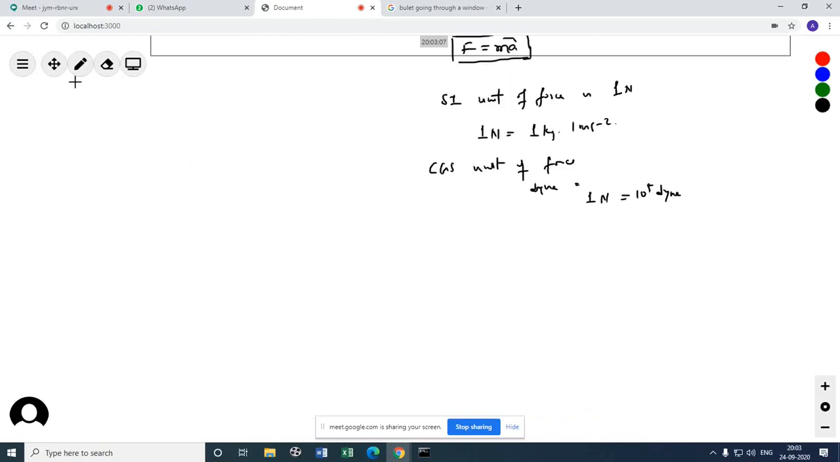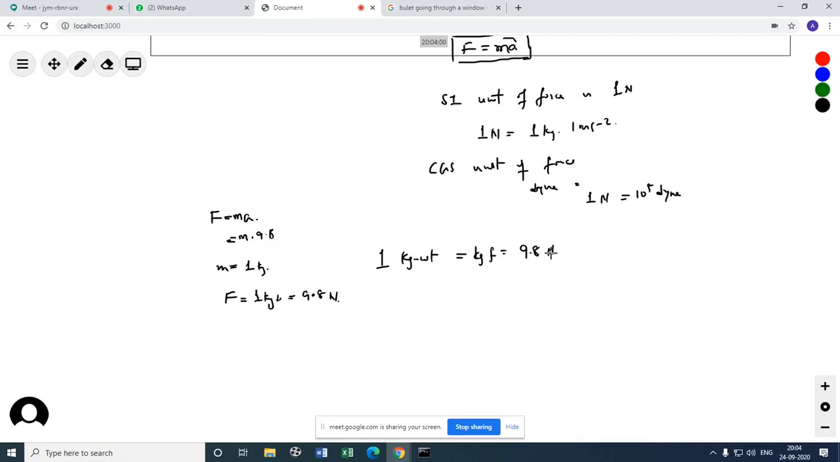Then there are other units of force also. This is very important and required in practicals: kg weight, which we can also write as kg f. Can you guess what it is? We know force is equal to mass into acceleration, so if I take m into g, that is m into 9.8. If m equals 1 kg, then 1 kg weight will be equal to 9.8 Newton.